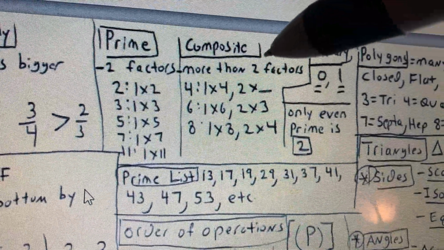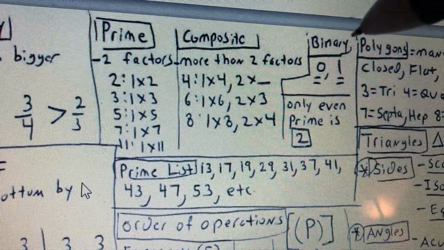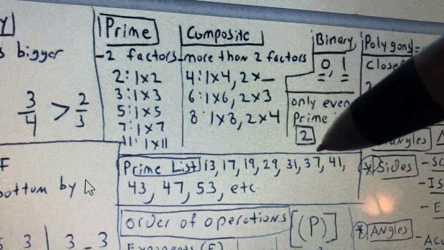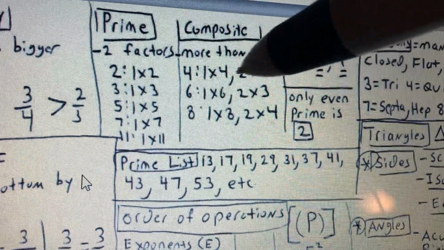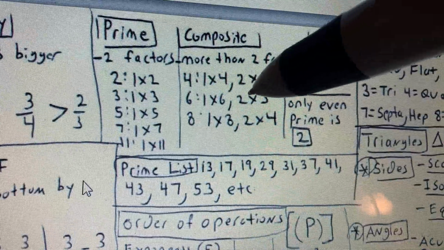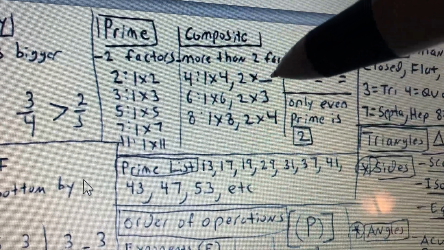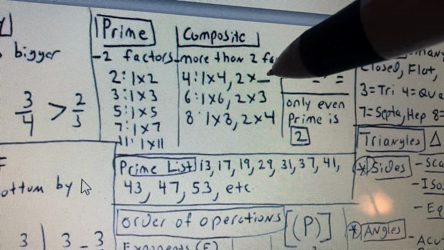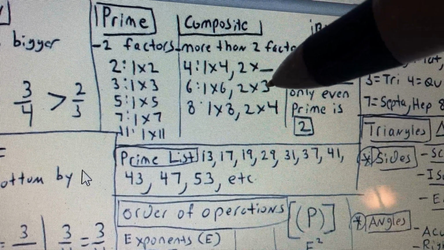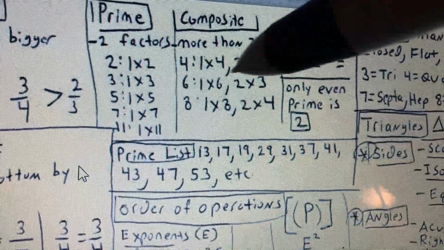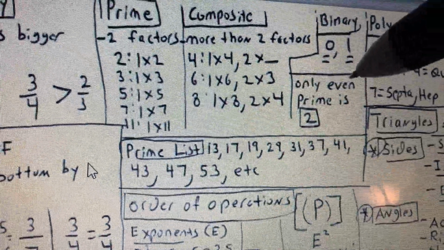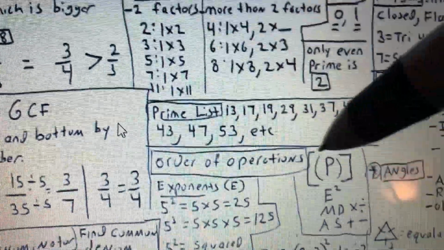On this side, you have composites, which have more than 2 factors. Zeros and ones are just binary numbers. Don't worry about that. 2 is the only even prime number, as I said. But 4, you have 1 times 4 and 2 times 2. That has 3 factors, 1, 4, and a 2. You don't say 2 times 2 twice because it's the same number twice. You don't want to do that. So it has 3 factors. 6 has 1 times 6 and 2 times 3, so it has 4 factors: 1, 2, 3, 6. 8 is 1 times 8, 2 times 4. It has 4 factors. The only even prime number is 2.